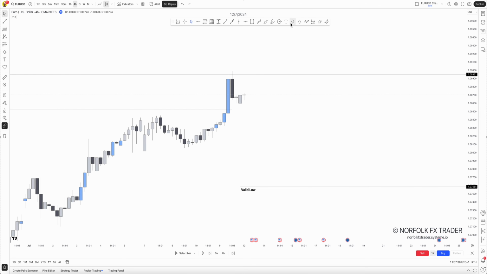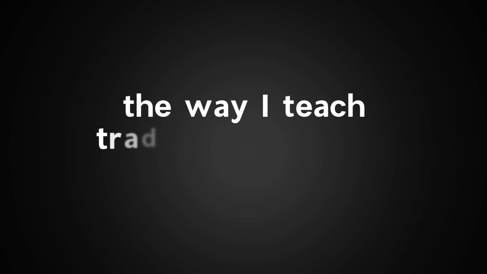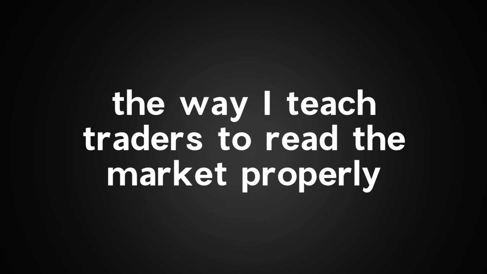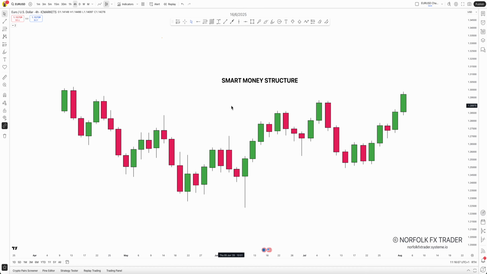Without this, you won't know how to read the moves price is making, and you'll keep falling into traps like this. So let me quickly show you the smart money structure, the way I teach traders to read the market properly and spot these traps before they happen. So I've basically marked this up as much as I can to show you what the real market conditions will look like. We'll walk through this first before we go on to actual price charts to see how this smart money structure works. So potentially this is perhaps how you're already looking at your structures.